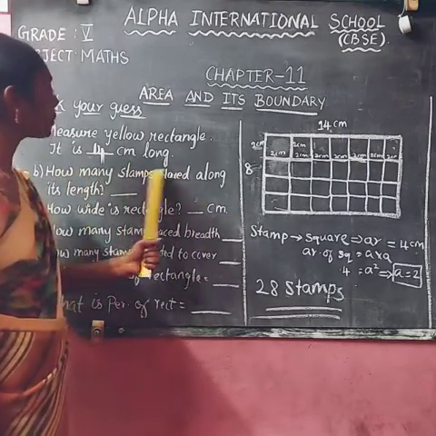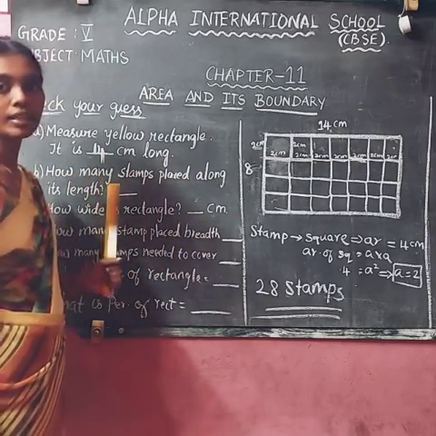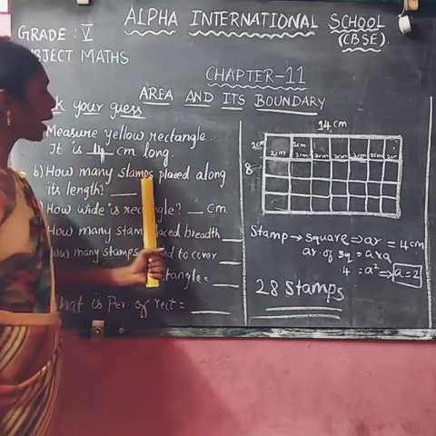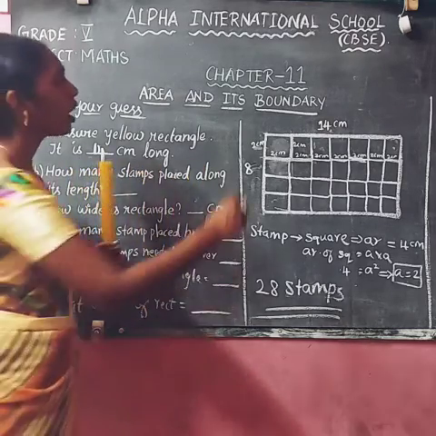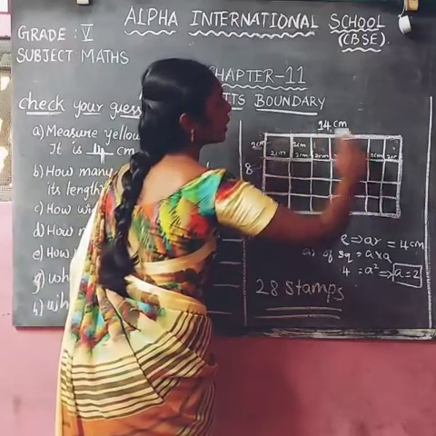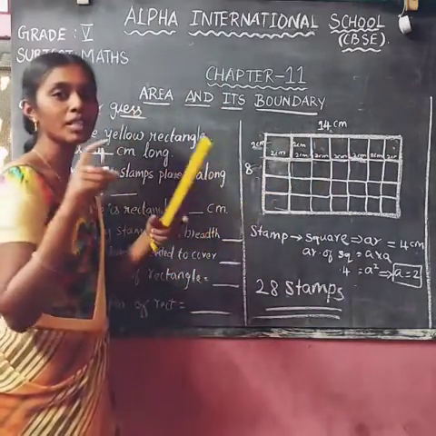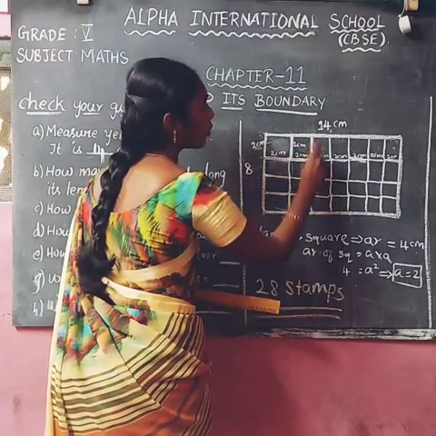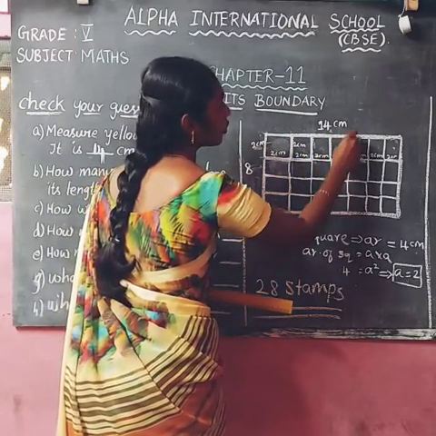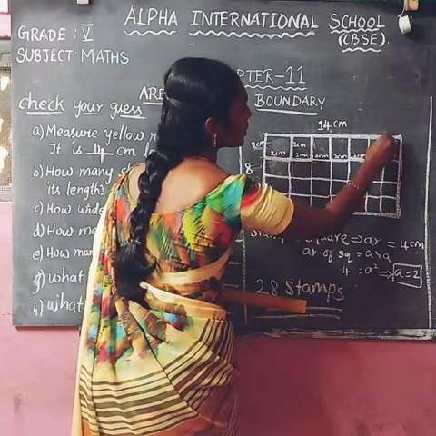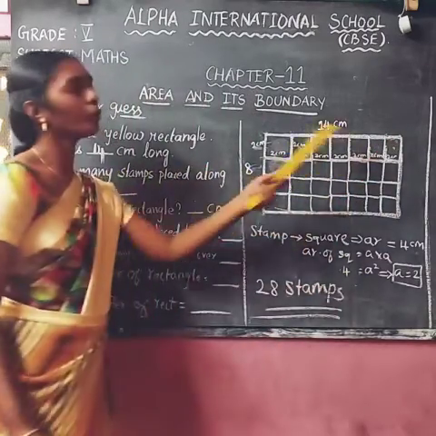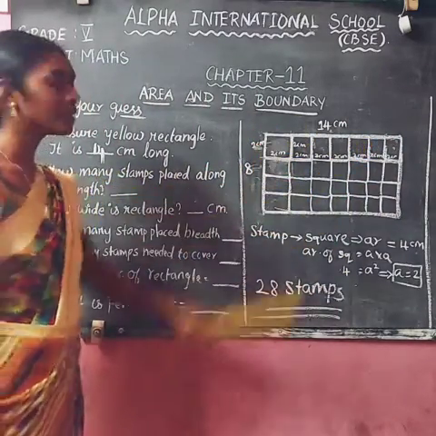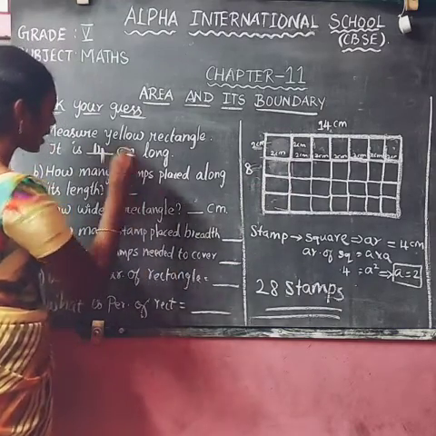Next, how many stamps are placed along its length? They are asking us how many stamps are placed along its length. In the length, how many stamps are placed? They are asking. So start to count: 1, 2, 3, 4, 5, 6, 7. So totally how many stamps are placed in length? 7. So 7 is the answer.